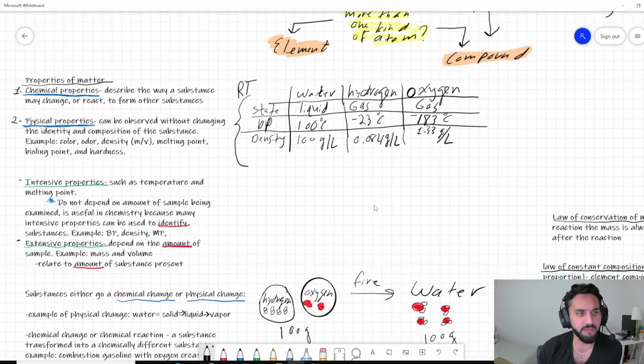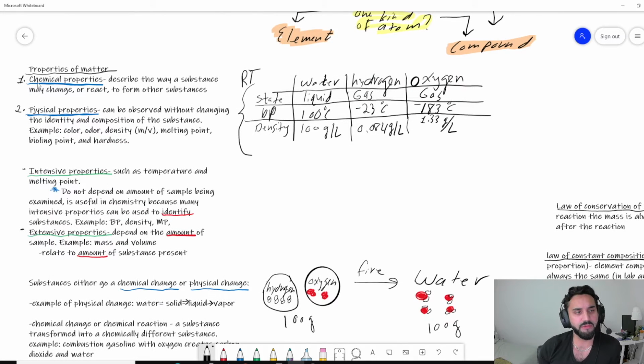Now let's move on to properties of matter. There are two properties of matter. There's a chemical property that we're going to cover in a little bit. Chemical properties describe the way a substance may change or react to form other substances. And the next one, number two, is physical properties. These can be observed without changing the identity and composition of the substance. Examples: color, odor, density, melting point, boiling point, and hardness.